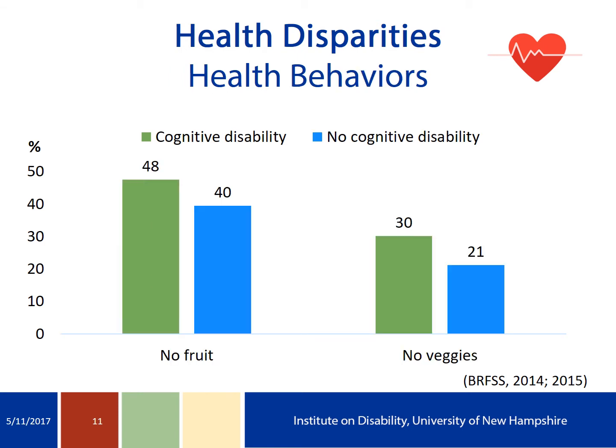Here are some examples of health disparities in health behaviors. 48% of people with a cognitive disability say that they do not eat fruit at least once a day, compared to 40% of people with no cognitive disability. Similarly, 30% of people with a cognitive disability say that they do not eat any vegetables at least once a day, compared to 21% with no disability.